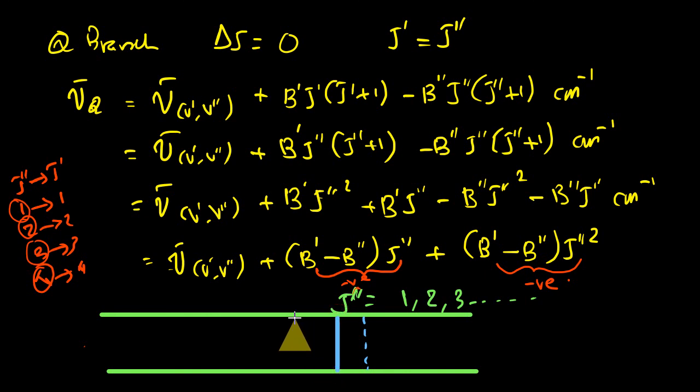The next one will appear here, the spacing is increasing. The next one appears here, the spacing is increasing. So these are for J double prime equal to 1, 2, 3, 4, etc. So we will get a series of lines on the lower wave number side, and that constitutes the Q branch of the spectrum.